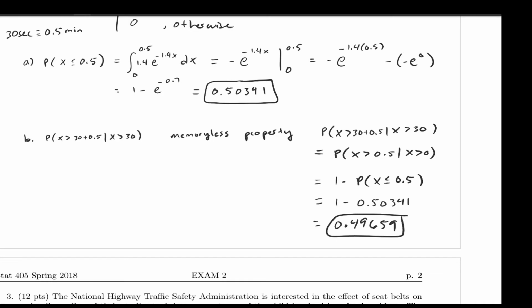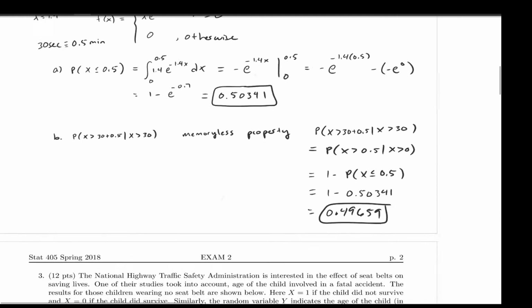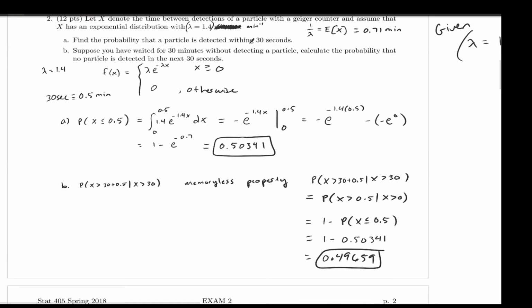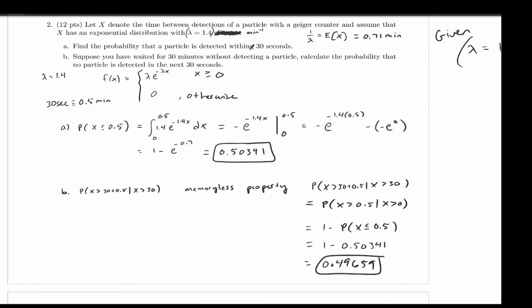So that's the memoryless property of the exponential distribution. It doesn't matter that you've already waited 30 minutes. You could have just started the process. It doesn't matter. It's called the memoryless property of the exponential distribution. So it doesn't matter how long you've already waited.